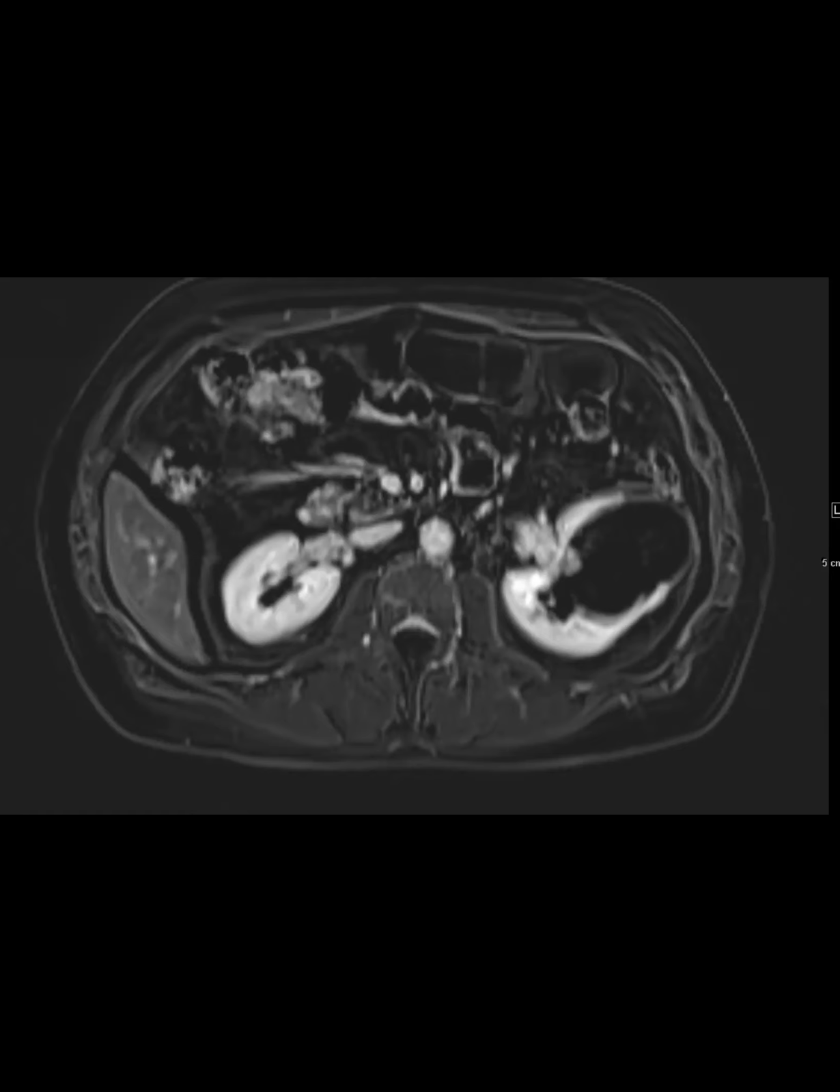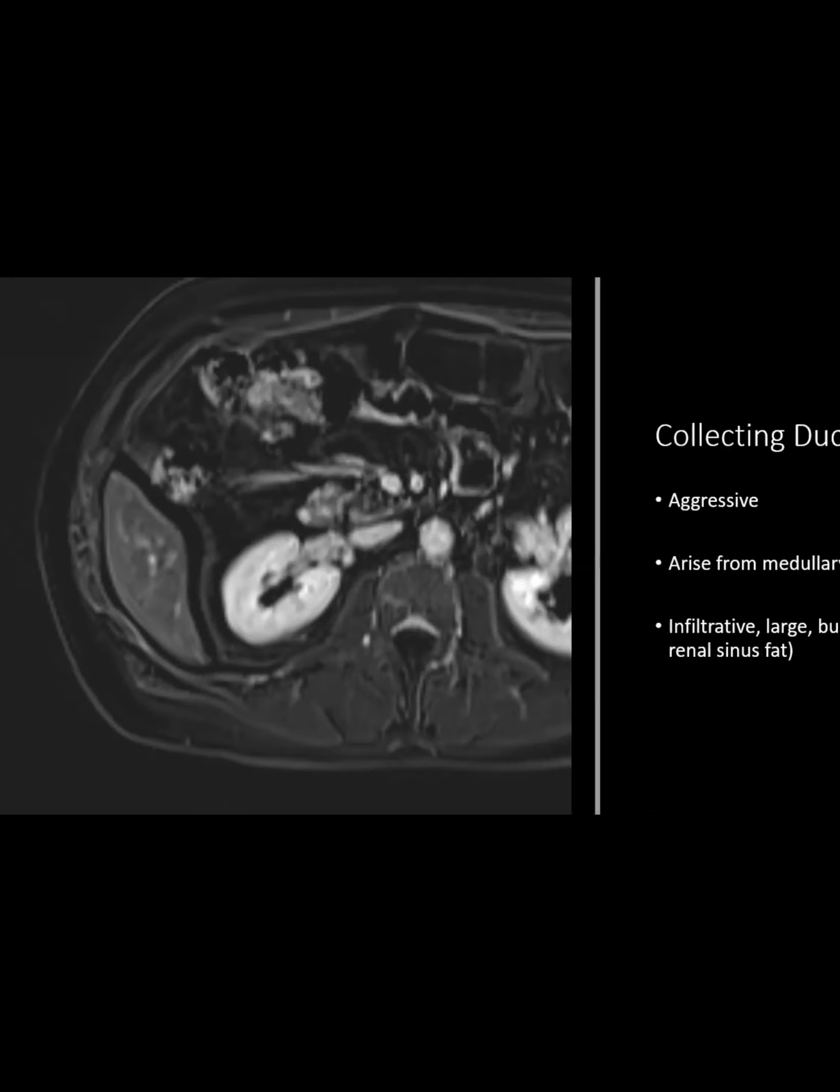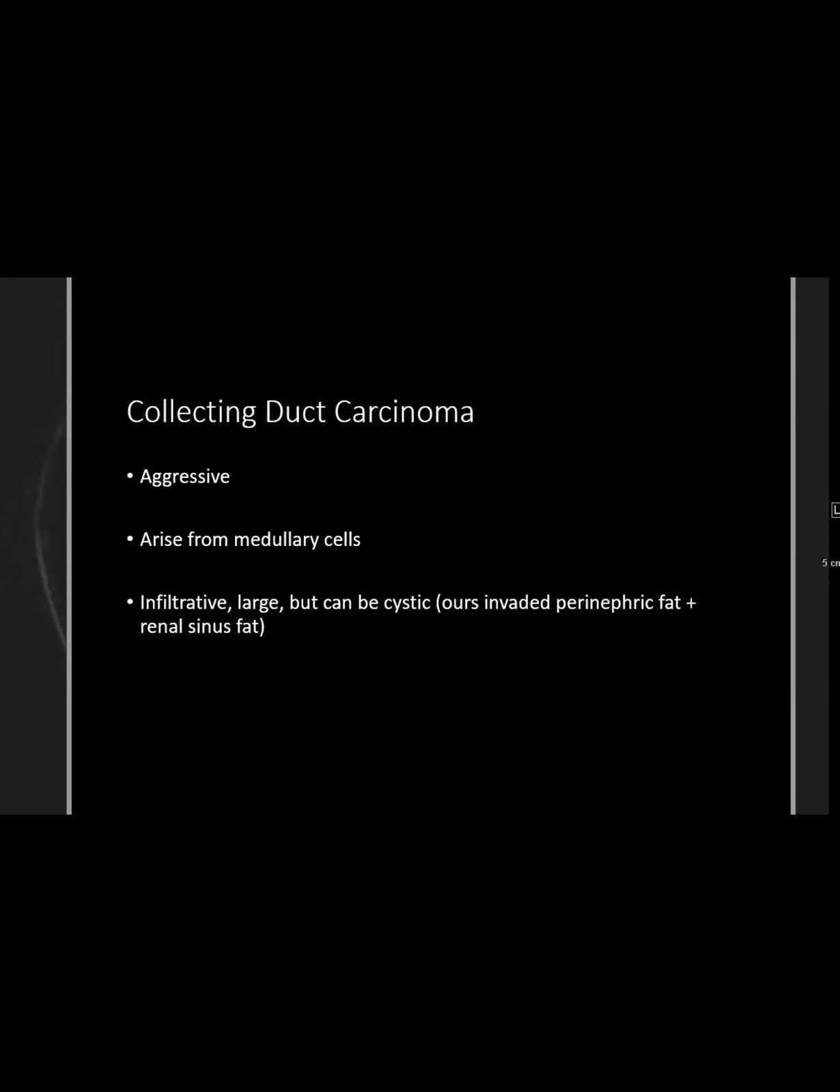Divya is asking for clear cell. So that would be a good type of RCC, which can be cystic, but papillary can be too. But in the end, this was a collecting duct carcinoma.